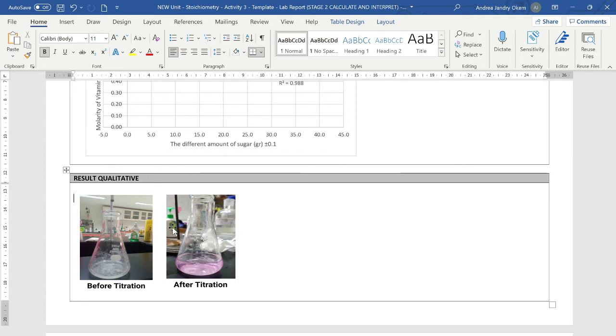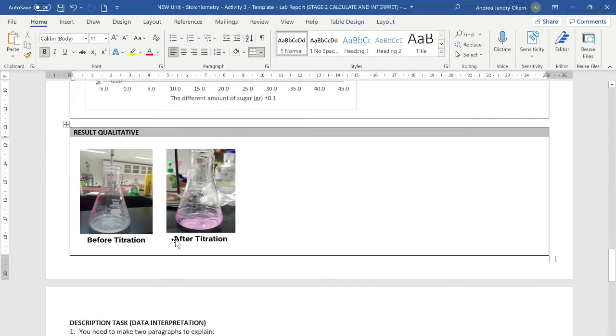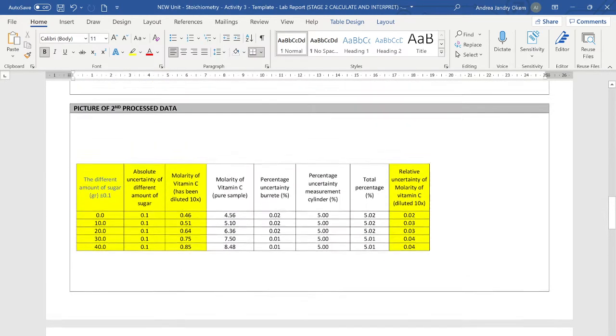Later in the experiment, if you can smell something, see bubbles, or hear something, it will be better if you put it. So use the 5 senses, but this time you just describe the color changing, before and after titration. Okay, so that's the first task.